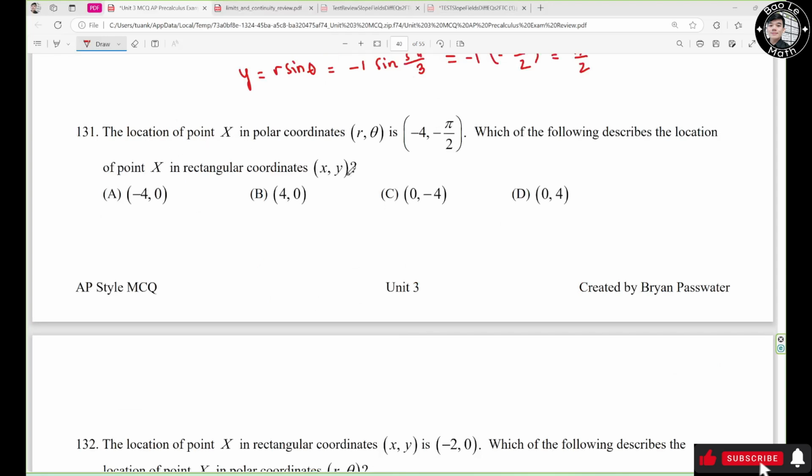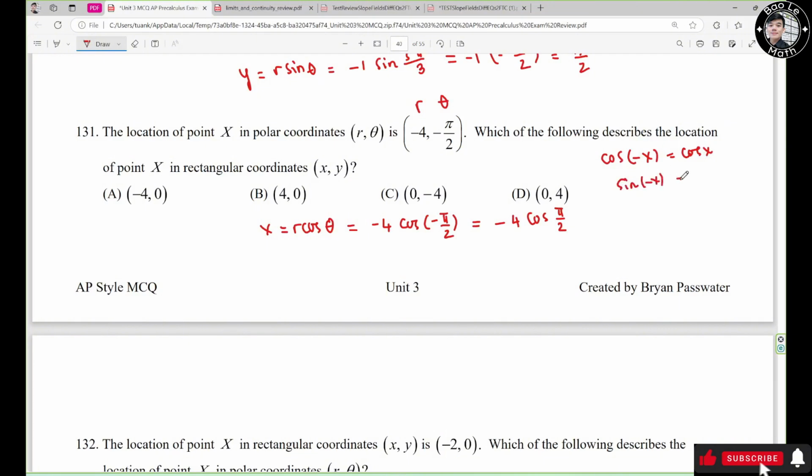Now question 131. This is R, this is theta. So S equals R cosine theta. It's going to be negative 4 cosine of negative pi over 2. Because the cosine function is even, then negative 4 times cosine of pi over 2. Cosine of negative S equals cosine S. Sine of negative S equals negative sine S. So keep that in mind.